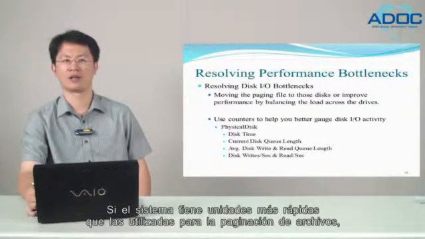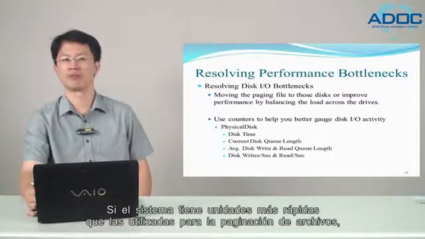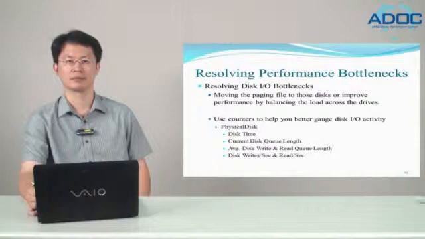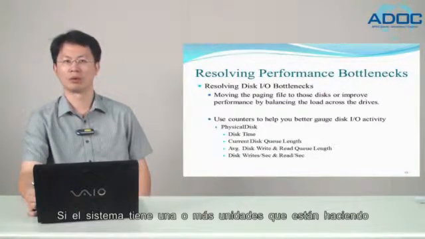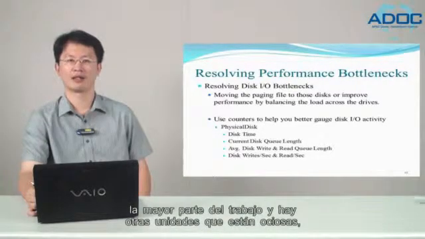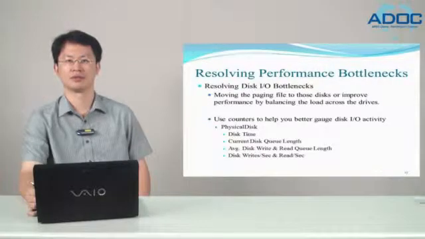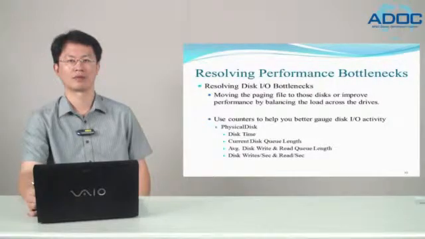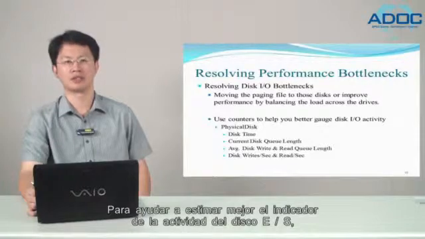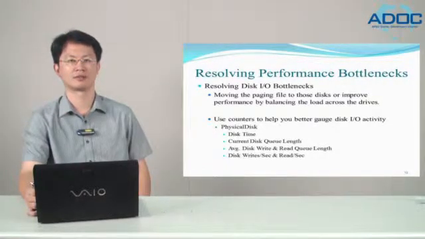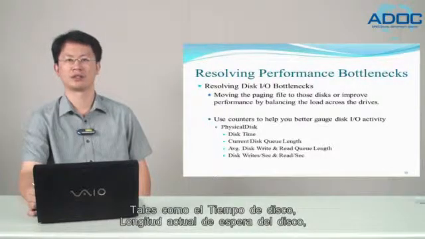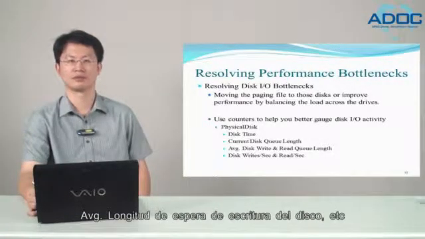If the system has faster drives than the ones used for paging files, you might consider moving the paging file to those disks. If the system has one or more drives that are doing most of the work and other drives that are mostly idle, you might be able to improve performance by balancing the load across the drives. To help you better gauge disk I/O activity, use counters such as disk time, current disk queue length, average disk write queue length, etc.